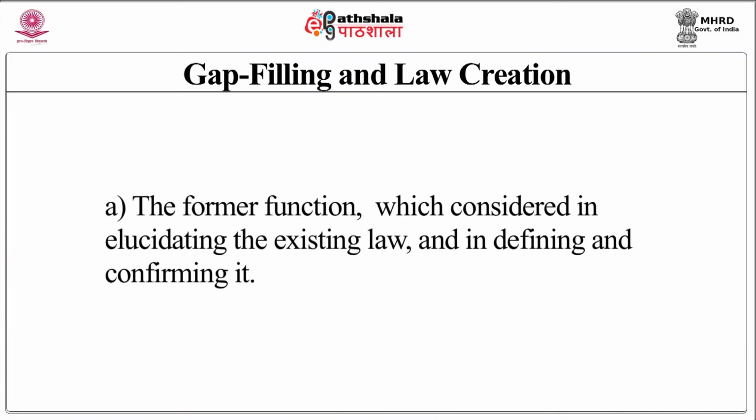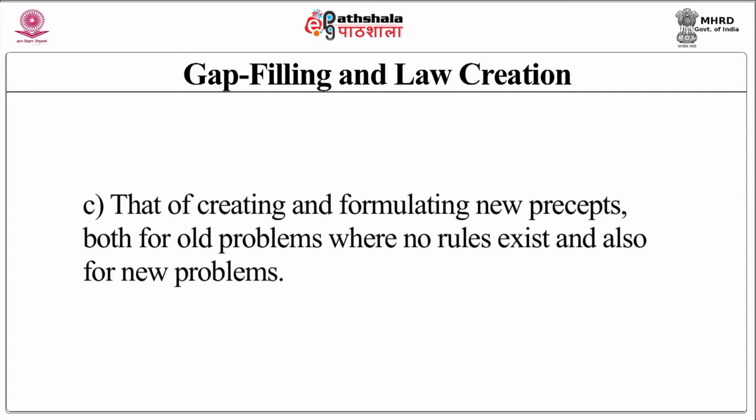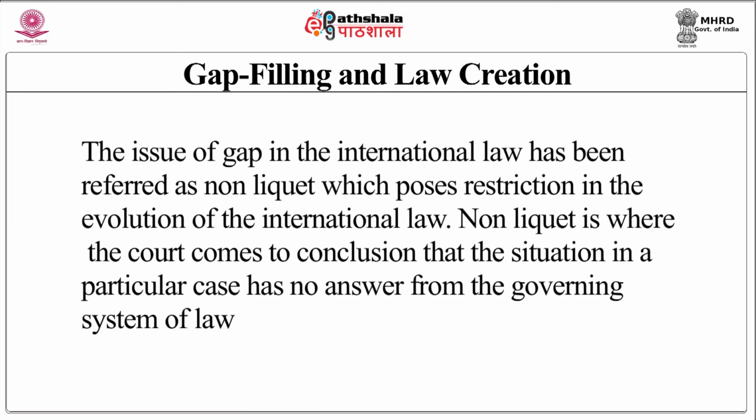The International Court of Justice endeavors to perform the following three functions. Number one, the function in considering and elucidating the existing law and in defining and confirming it. 2. The function of modifying in conformity with the existing conditions of international relations, provisions which, though in force, have become out of date. And number 3, the function of creating and formulating new precepts both for old problems where no rules exist and also for new problems.